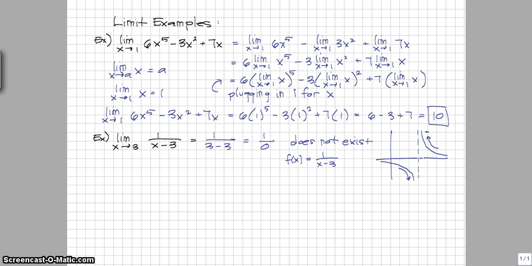So in general, where functions have vertical asymptotes, their limit cannot and does not exist. Now let's look at an alternative example. Here we've got the limit as x approaches 3 again. And this time we're going to have x minus 3 in the numerator, x squared minus 9 in the denominator.